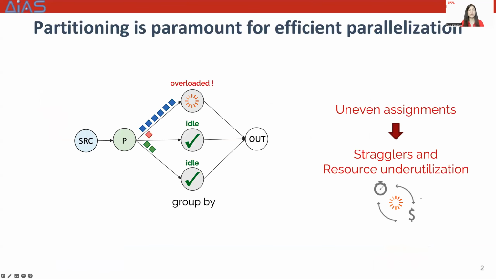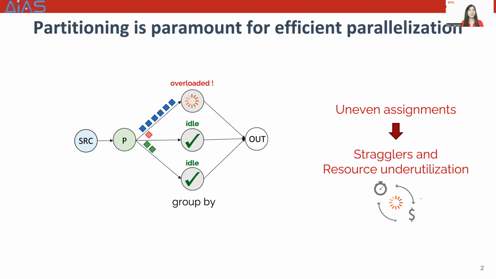To be able to process large volumes of data very quickly, streaming systems rely on parallelization. So they scale out execution, creating multiple instances of the same operator. On the slide, you see a simple group by aggregation query, where data arrives at the source operator, then gets propagated to the partitioner, and then the partitioner is responsible for deciding for every tuple to which instance of the group by operator to send it to.